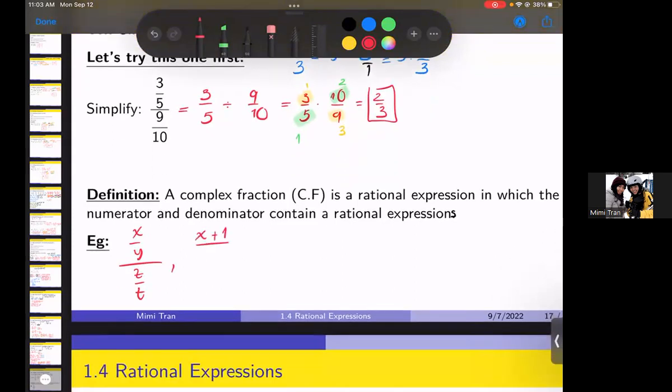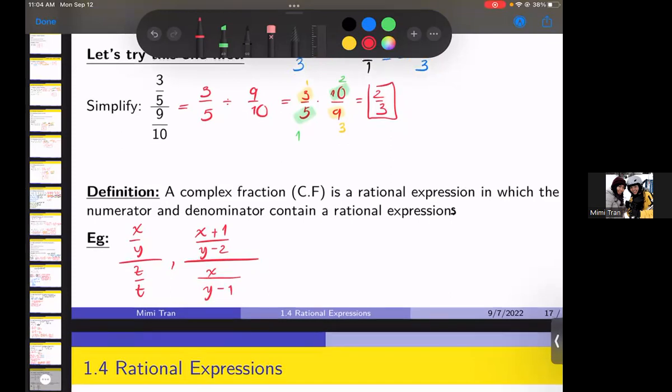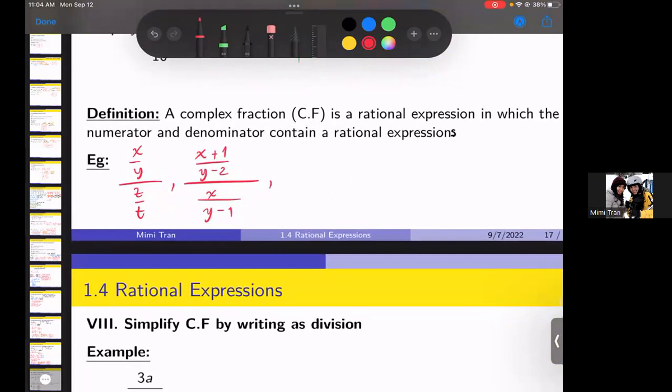X plus 1 over y minus 2 over x over y minus 1. It's still one fraction, right? This is considered one fraction, one fraction, one fraction, one fraction. So it's just slightly a bit more, but it's not too bad. Now the bad boy, the harder one, looks like this.